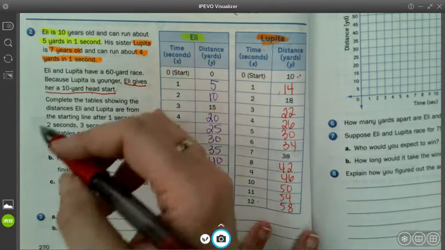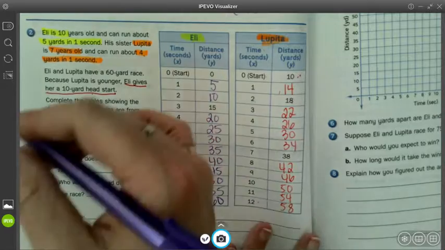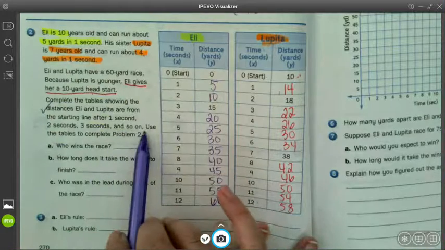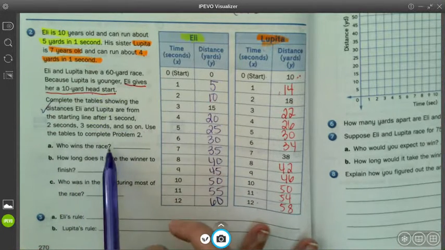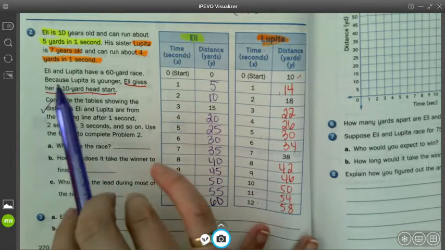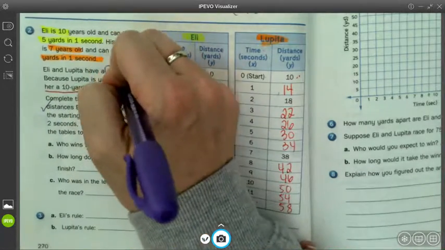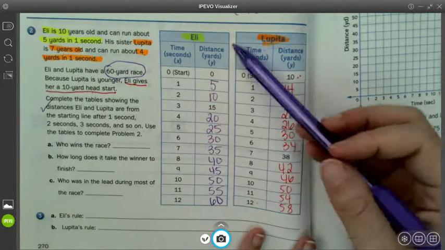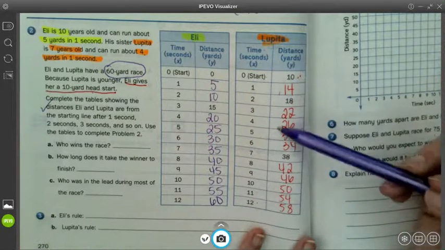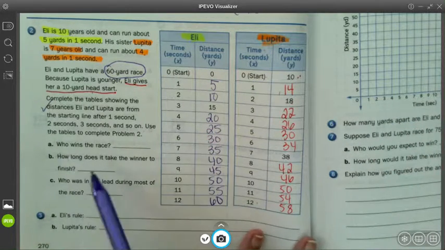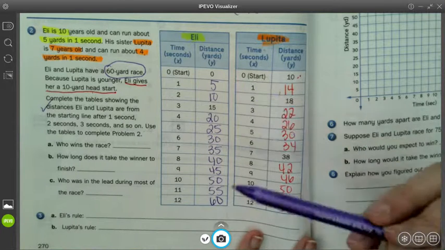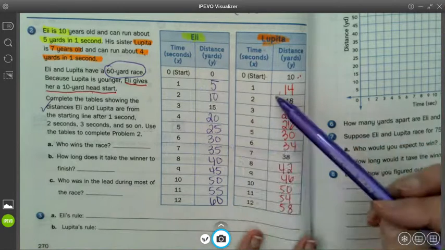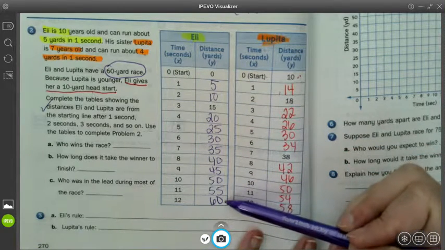Okay, so it said to complete the table showing the distance Eli and Lupita are from the starting line after 1 second, 2 seconds, 3 seconds, and so on. We've done that part. Then it says to use the tables to complete problem 2. So remember, they have a 60-yard race. So you can see this is our distance in yards. Letter A says who wins the race. Well, who is getting to 60 first? They both are starting at the start line. Who in this column gets to 60 first?